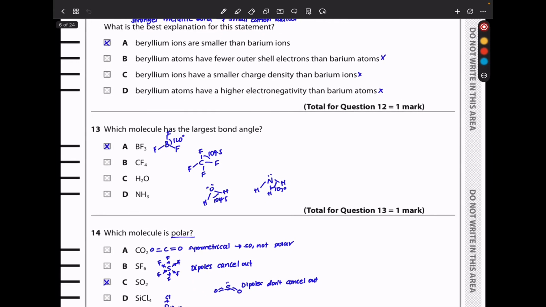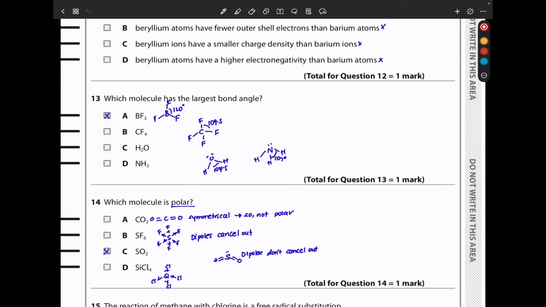In question 13, which molecule has the largest bond angle? So of course this is trigonal planar, which is 120 degrees. This one here is tetrahedral, we have 109.5.